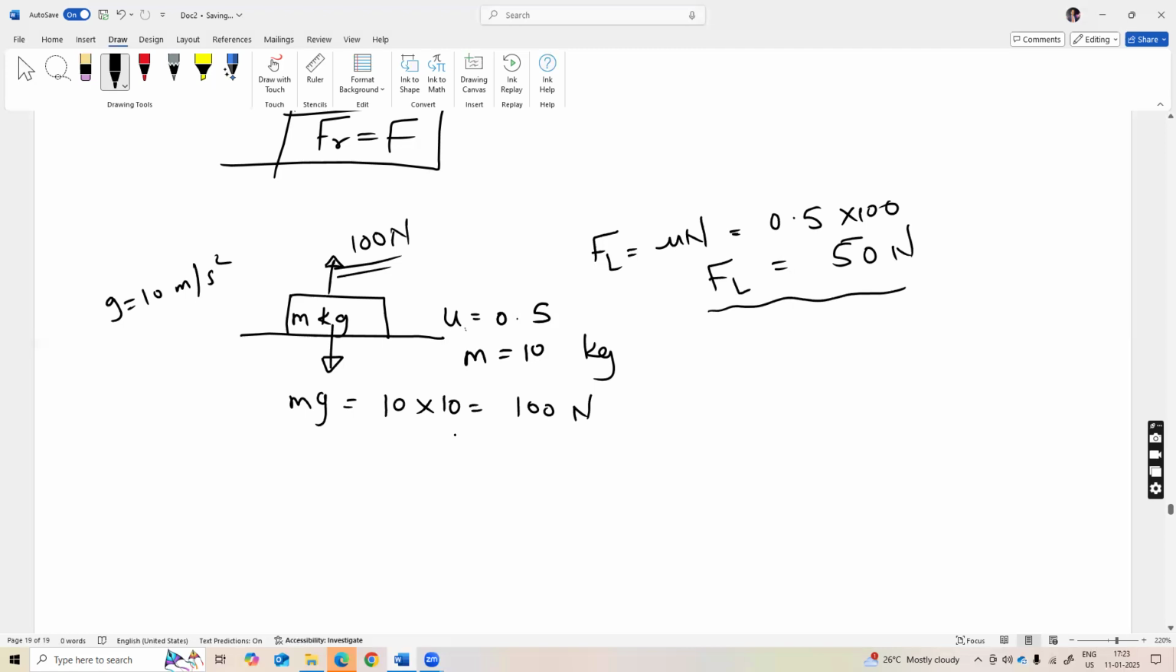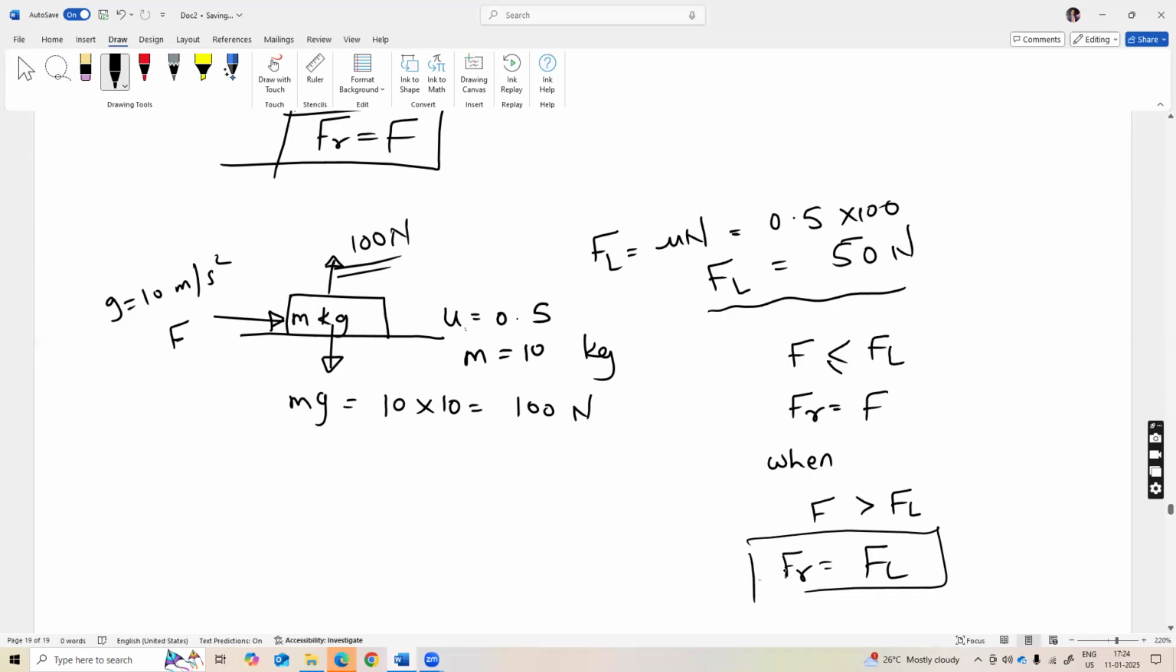Now if this is not moving, it is at the ground. Now if we apply some force F, until F is less than or equal to Fl, the frictional force Fr is basically equal to F. And when the applied force F is greater than the limiting friction, then this frictional force Fr will remain constant and it will be equal to the limiting friction.